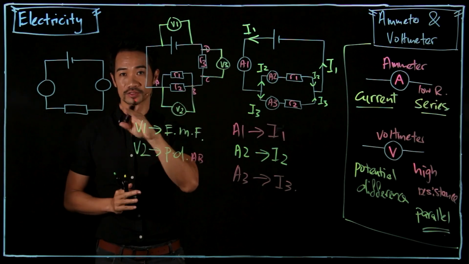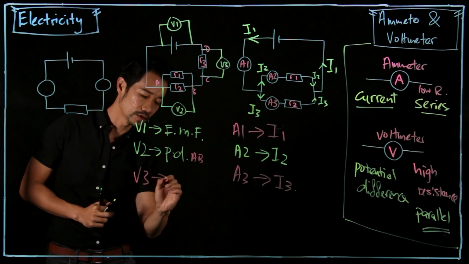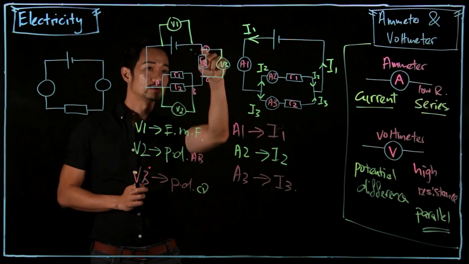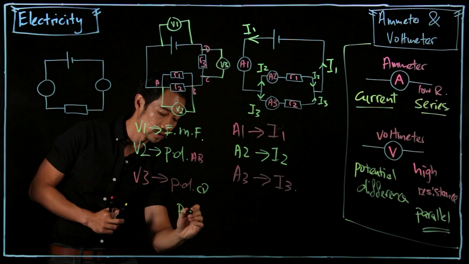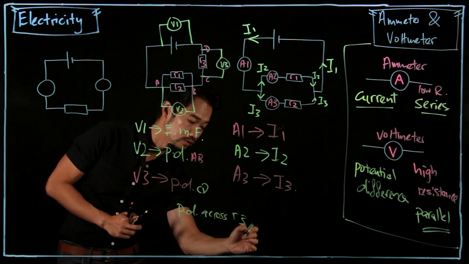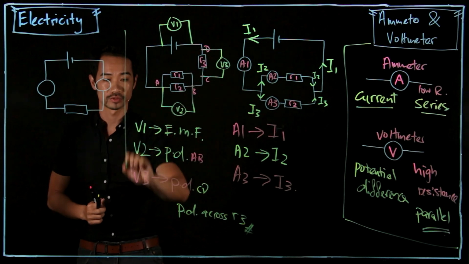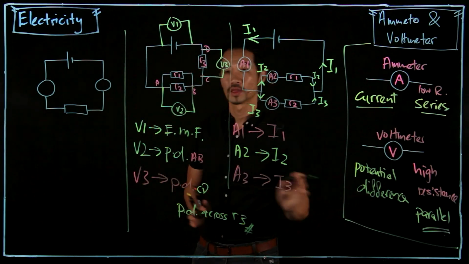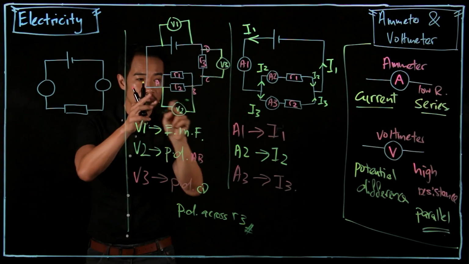We will cover that concept in the following videos. V3 measures the PD across CD, across these 2 points, which is also the PD across R3. So this is how we connect in parallel. Again, characteristics of the voltmeter: very high resistance. You need to connect it in parallel.